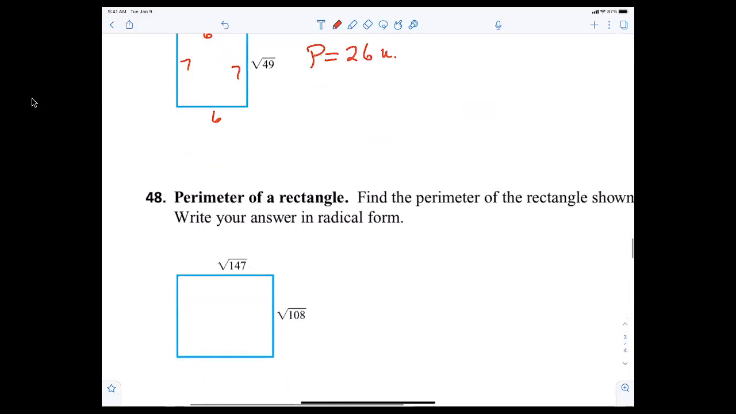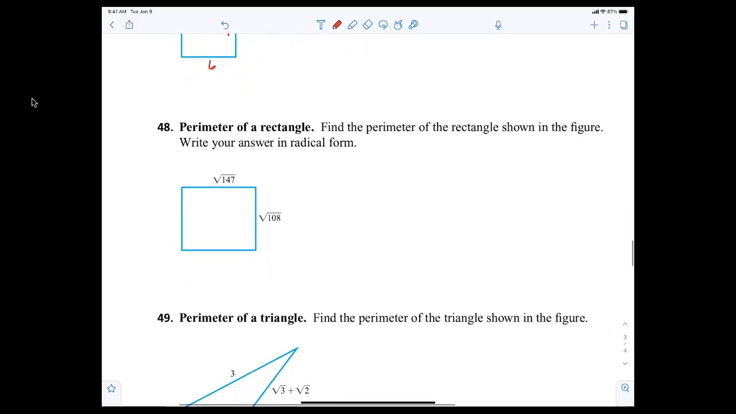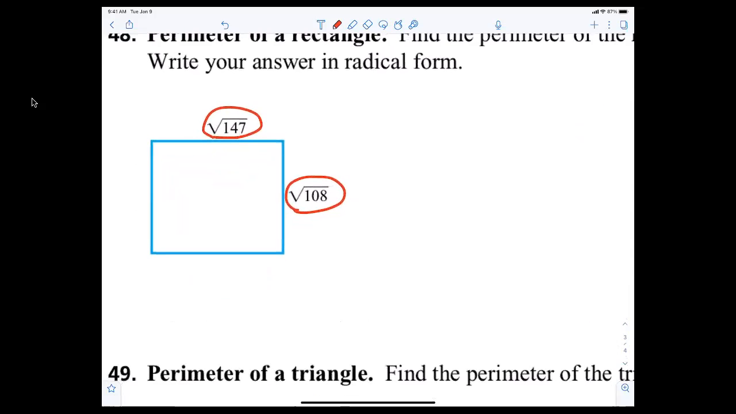Now, we are leaving our answer in radical form. So if I'm going to find the perimeter, I first have to break down 147. Then I have to break down 108. So 147, someone try to break that down, and then someone work on square root of 108. And Sean thinks he knows already.